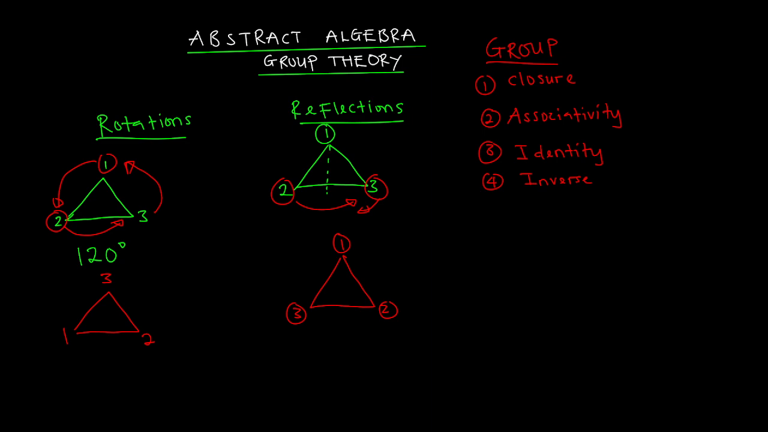You can also do a 240 degrees rotation, a 360 degrees rotation. A 240 degrees rotation means rotate this triangle twice. A 360 degrees rotation means rotate this triangle 3 times. And then for reflections, you can do a reflection along this axis, a reflection along this axis, and you can also do a reflection along that axis.